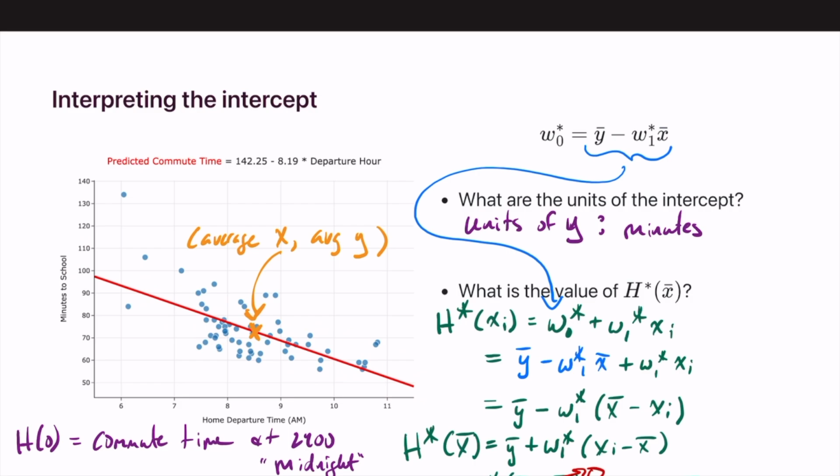Now, that's only if we care about predicting times when we leave at midnight. I don't think we really do. In this case, it doesn't really follow with the story of leaving at midnight, because you don't go to school at midnight, therefore we don't care about it. But it's just an important thing to keep in mind and note. All right.